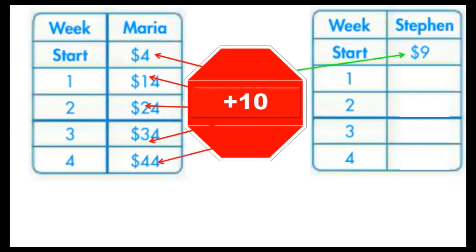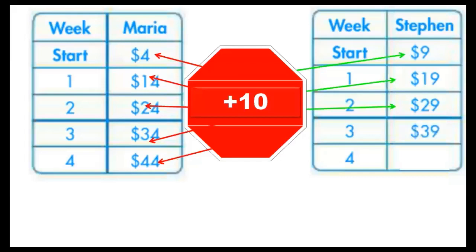9 plus 10 equals 19. So the first week, Stephen saved $19. To get the second week, please add 10. Okay, 19 plus 10 is 29. In the second week, Stephen has 29.